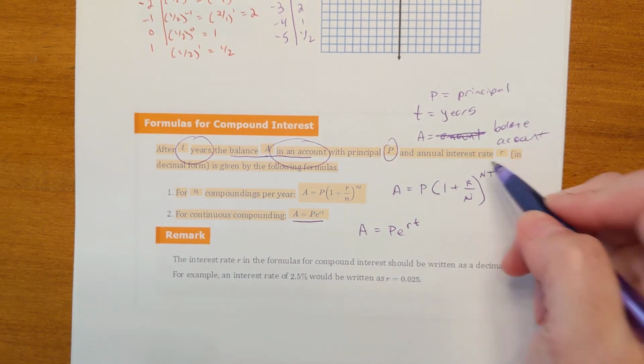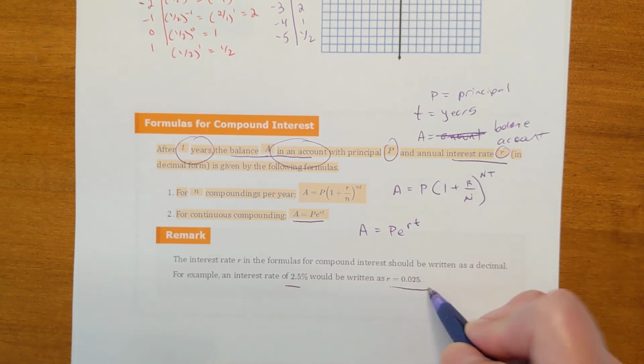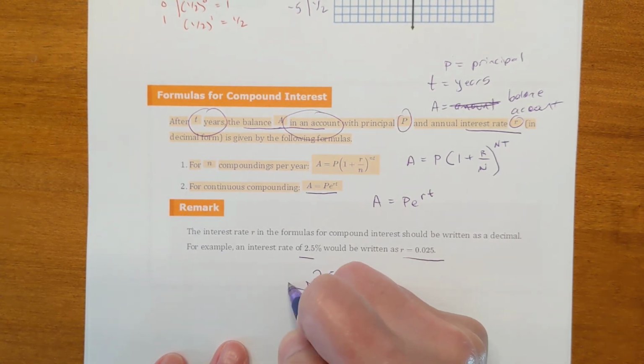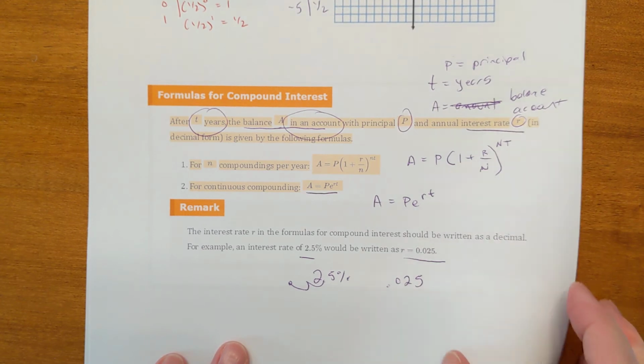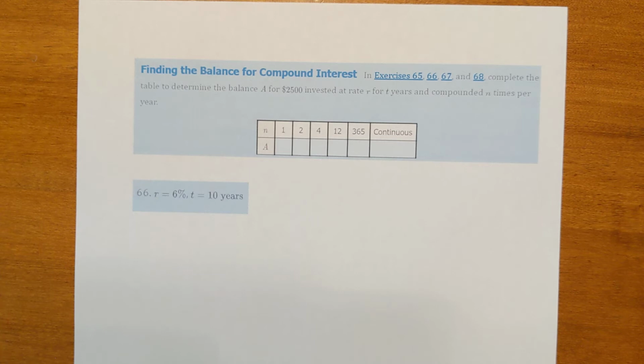Be careful on it. The r is the interest rate, and whenever you use the interest rate, you need to change it to a decimal. So if it says it's 2.5%, move it over 2 places to make it 0.025. On the next page, we're going to do a whole bunch of problems with it.